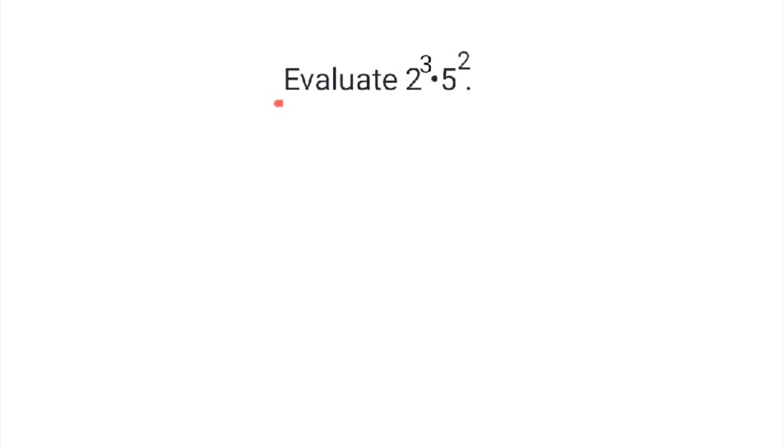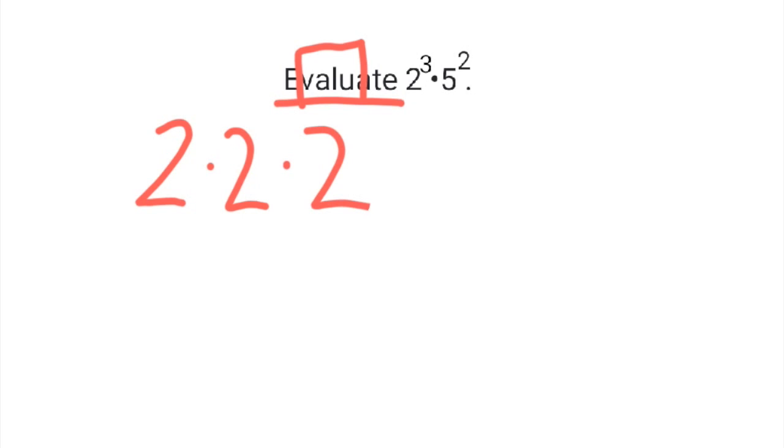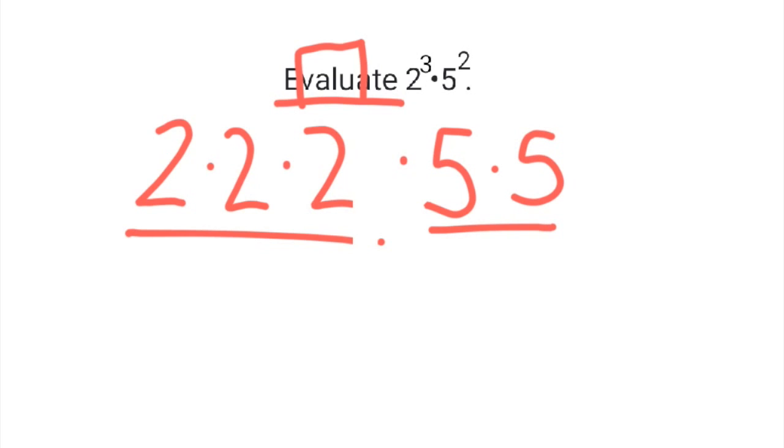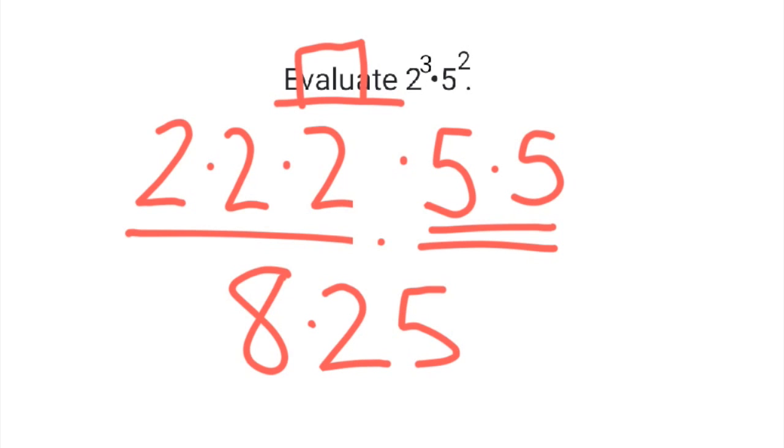Evaluate means the same thing as find the value. It even has value right there in it. So find the value, or evaluate, 2 cubed times 5 squared. So write it out. 2 times 2 times 2, that's 2 cubed, times 5 times 5, that's 5 squared. 2 times 2 is 4, times 2 again is 8, not 6. We're multiplying, not adding. Times 5 times 5 is 25, and then 8 times 25 is 200.